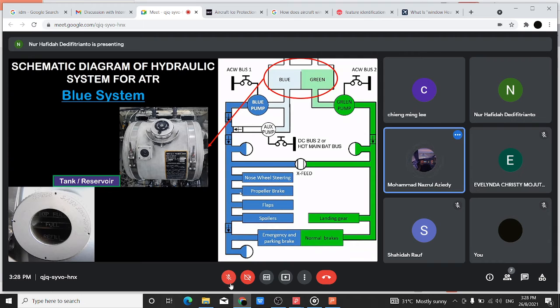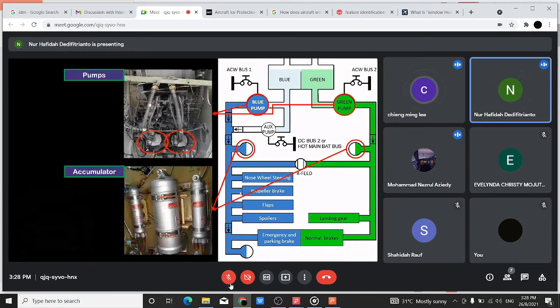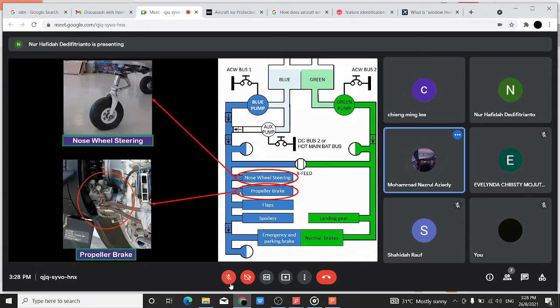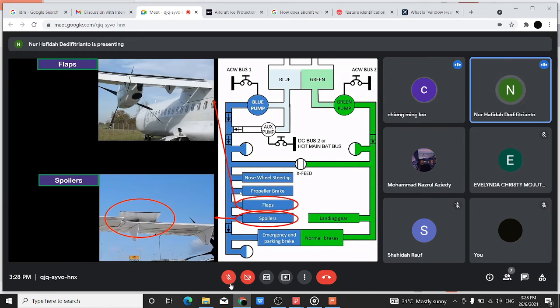I'm waiting for your spoiler and the ice and rain protection. After that, you do the landing gear. Okay, sir. So how the landing gear retracts and extends.